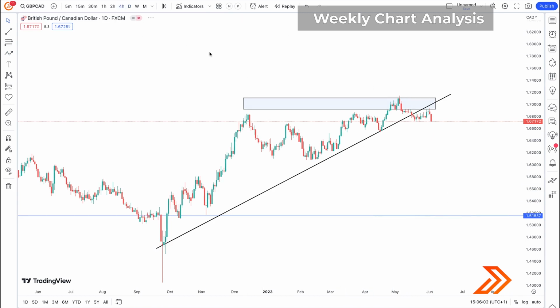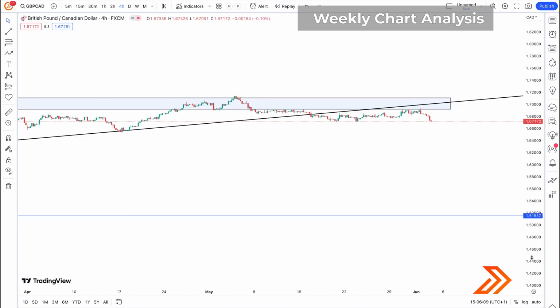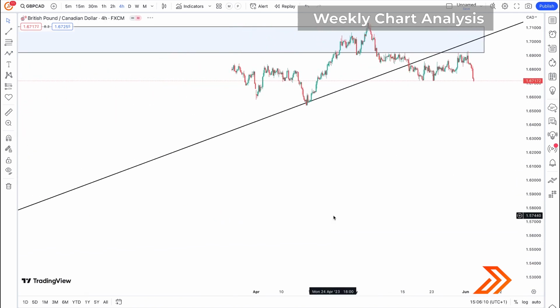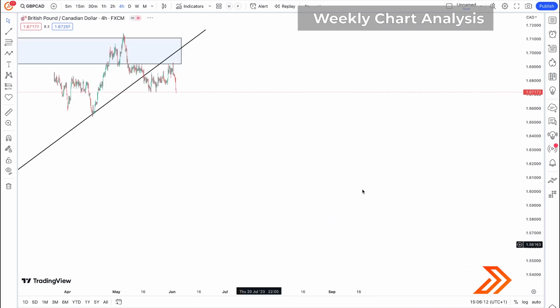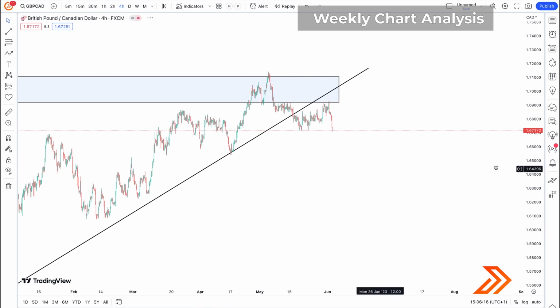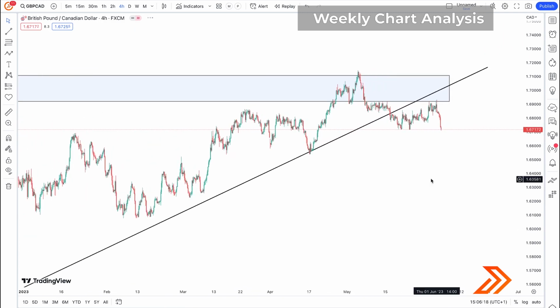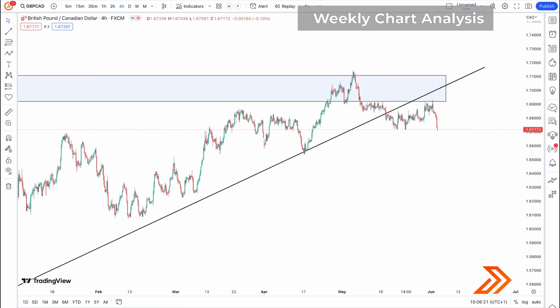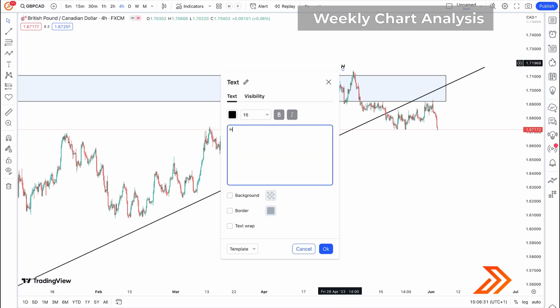So let's go down to the 4-hour time frame. Let's see what price is actually telling us on the 4-hour time frame on GBP CAD. Also very important, on the 4-hour time frame on GBP CAD, I'm actually seeing a head and shoulders playing out. This is the head of the head and shoulders pattern.